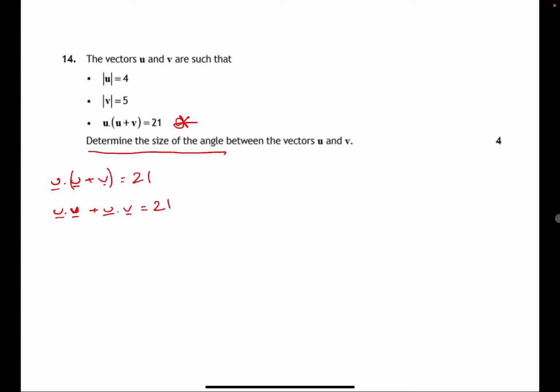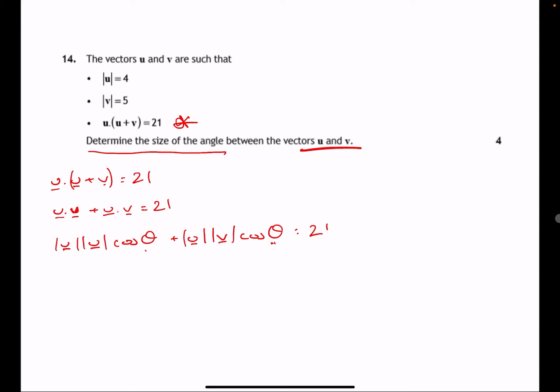u dot u will be the magnitude of u times the magnitude of u times the cosine of the angle between them, plus u dot v, which will be the magnitude of u times the magnitude of v times the cosine of the angle between them. That's what I want to find, so I'm going to need that. It's going to be my one at the end, and that's all equal to 21.